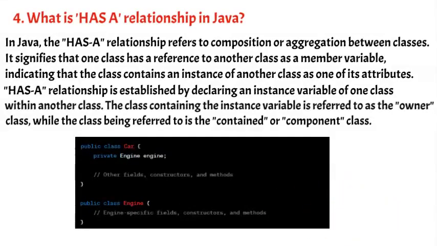In this example, the Car class has a reference to an Engine object as its instance variable engine. This establishes a HASA relationship, where a Car has an Engine. The Car class can access and use the functionalities of the Engine class through this reference.